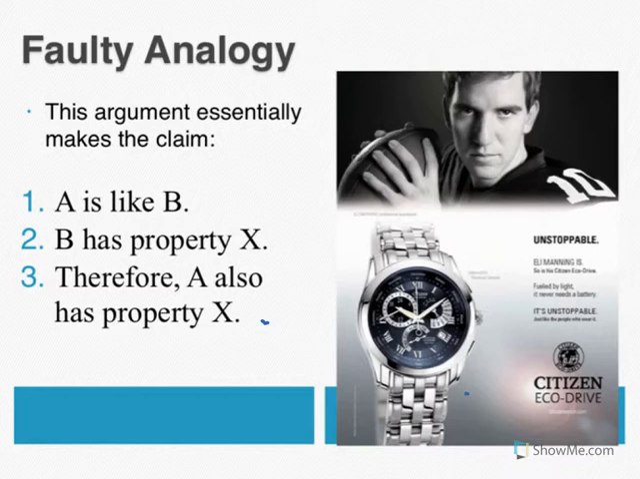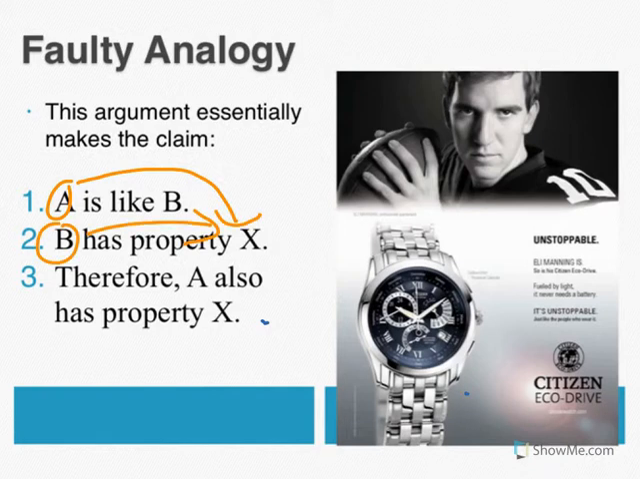of the two objects. And a faulty analogy takes on the form, and you can think of this as almost like a math problem, where A is like B. B has property X, and therefore A also has property X, strictly because B does. However, that's not always the case.